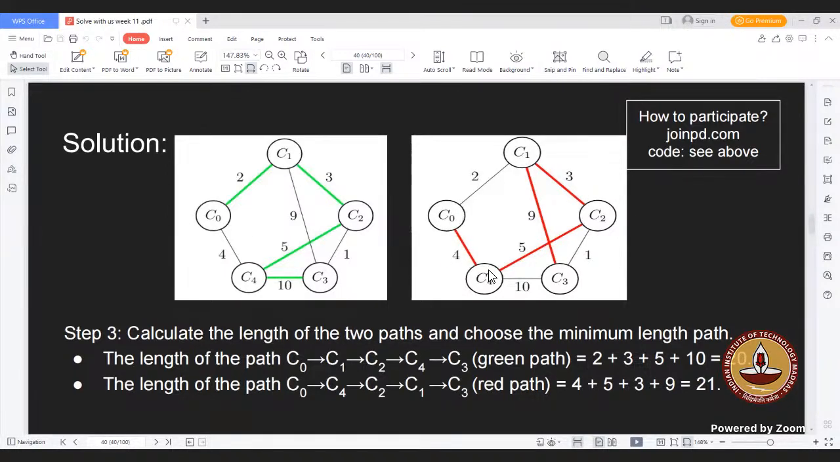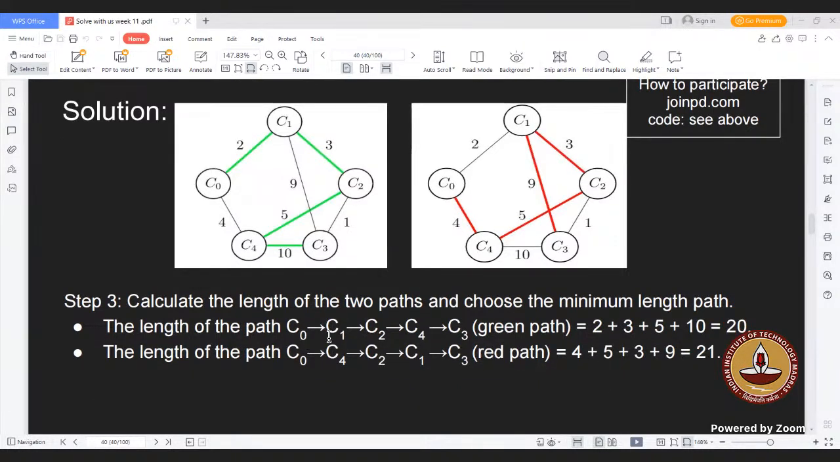Now we are going to add the edge weights. If we choose the first path, the green one, it will be 2 plus 3 plus 5 plus 10, which is 20. If you choose the red path, it will be 4 plus 5 plus 3 plus 9, which is 21. So the minimum of these two is 20. So the correct answer would be C0, C1, C2, C4, C3, and the answer would be 20,000 basically.